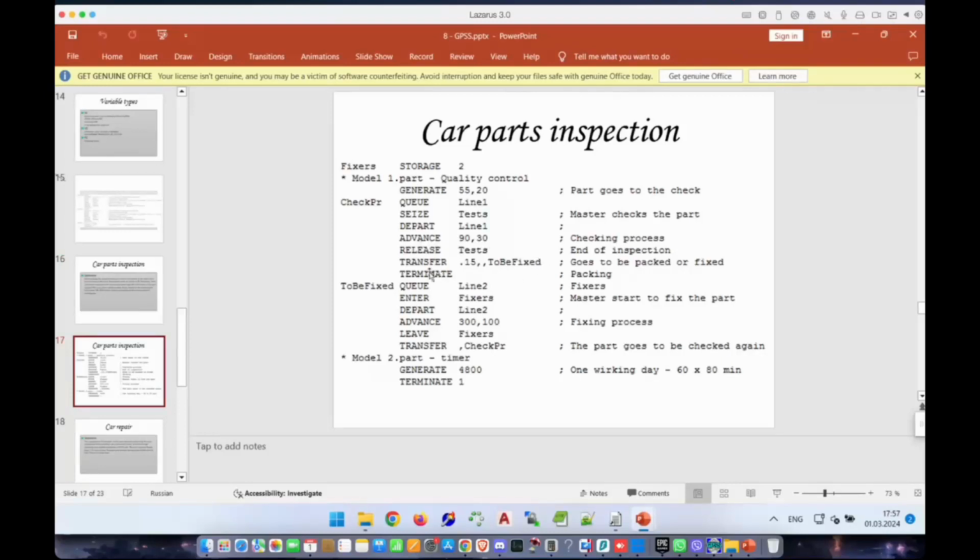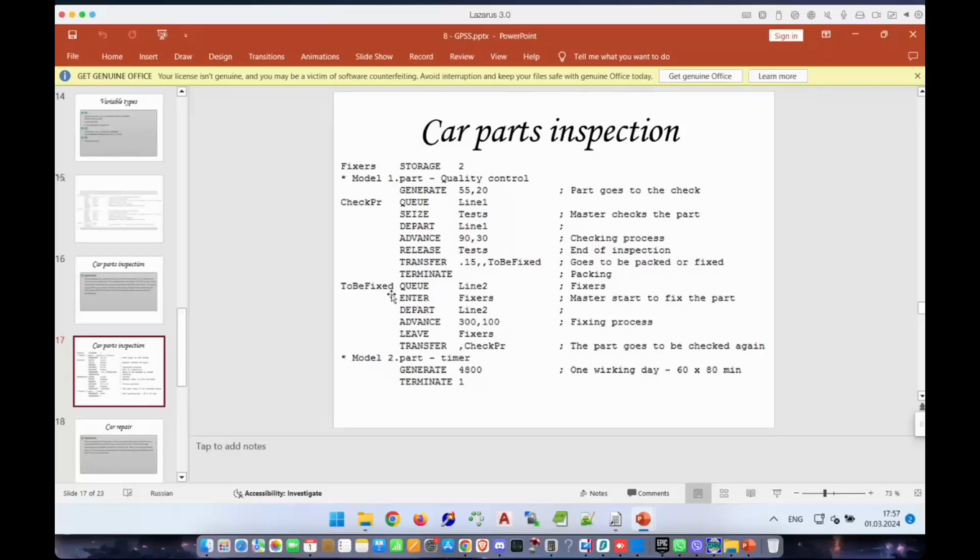So the question is, why in this case of the transfer 0.15 do we send the spare part to the common terminate? Because the component B, or the parameter B, is empty. That means we try to use the next line. So the transact goes to the terminate line, and otherwise it goes to the line to be fixed.